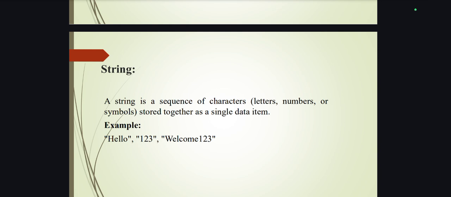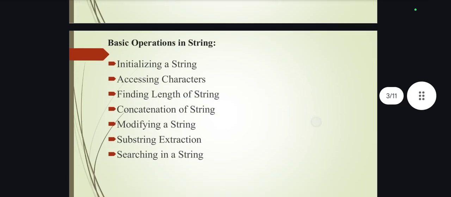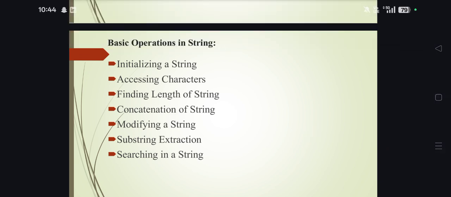Here, "hello" contains only letters, the string "123" contains only numbers, and the string "welcome123" contains both letters and numbers. So, anything written inside double quotes is considered a string in C++. The next one is basic operations in string. There are 7 basic operations in string. They are initializing a string, accessing characters, finding length of string, concatenation of string, modifying a string, substring extraction, and the last one is searching in a string.